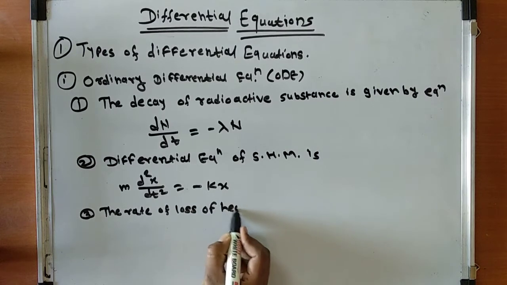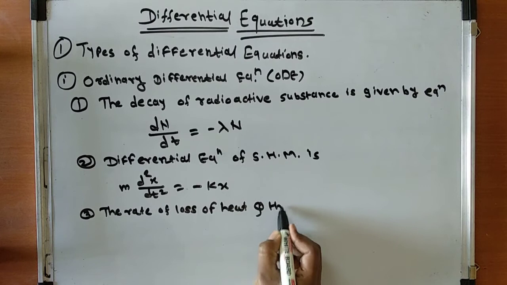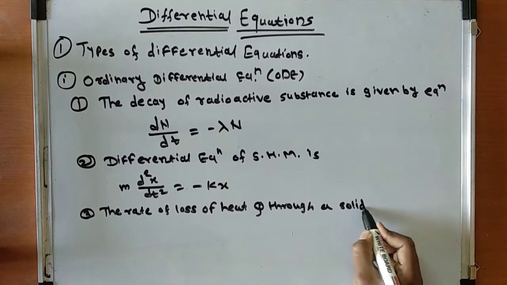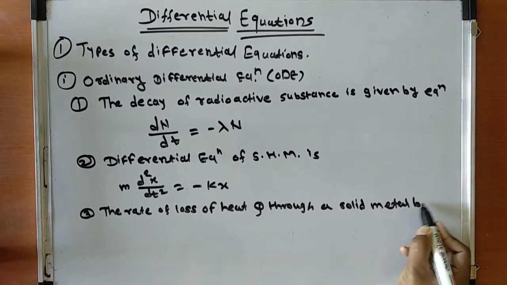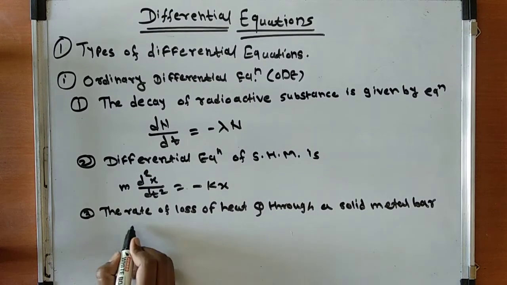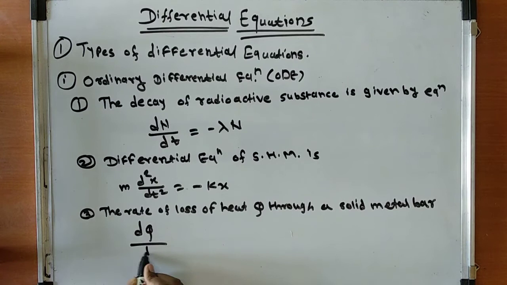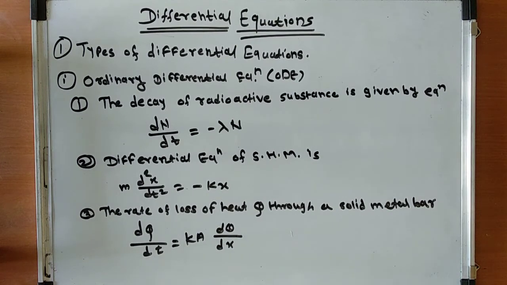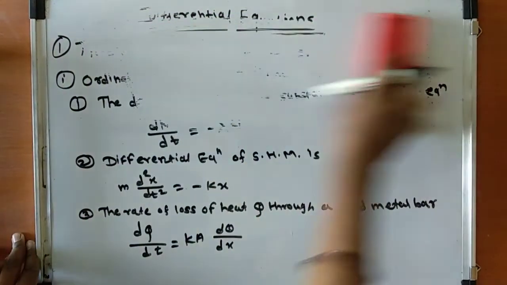Third is the rate of loss of heat Q through a solid metal bar: dQ upon dt is equal to KA into d theta by dx, where A is the area and d theta by dx is the temperature gradient.